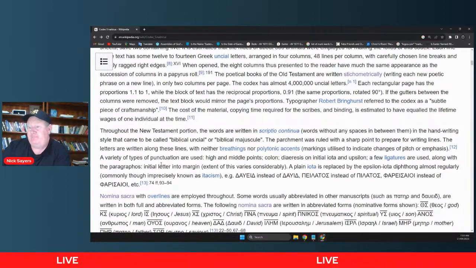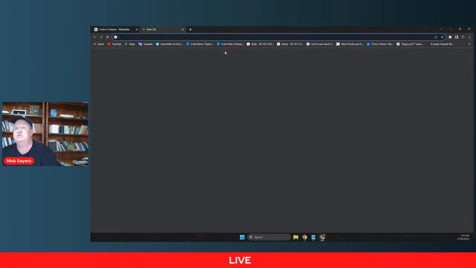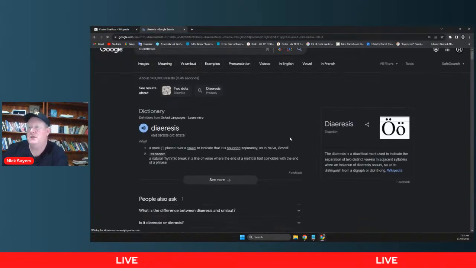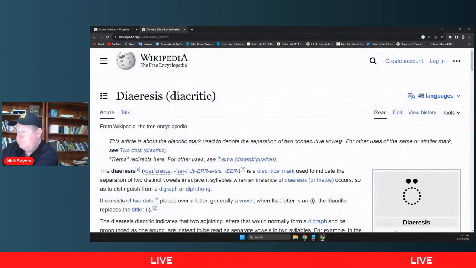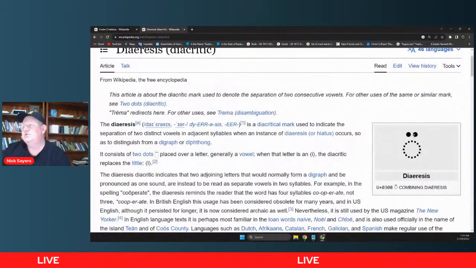So this is, it says a variety of types of punctuation are used: high and middle points, the colon, the diaeresis on initial iota and upsilon. So that's on the first iota letter and the first upsilon letter, it has this. So I'm not actually sure what that is. Let's Google that. Aha, so it's got the two dots.